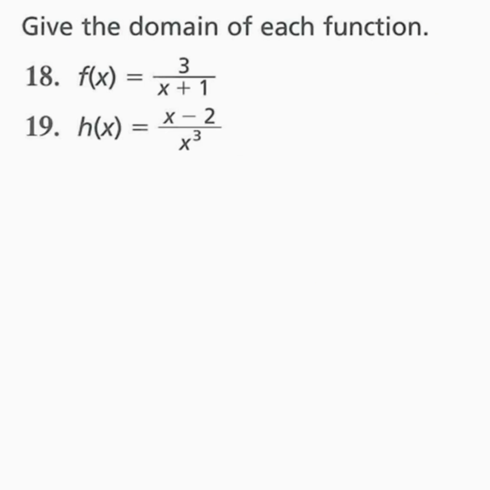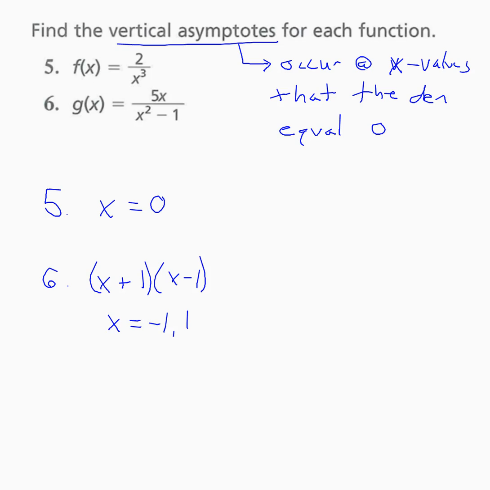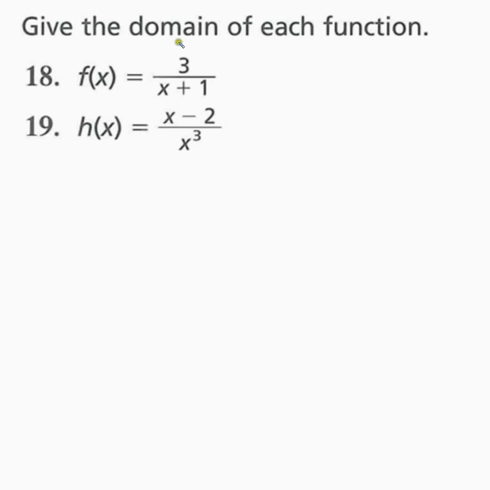Next one says to give the domain. Well, domain is basically the same question as this, but almost the exact opposite. Here you want to know where the vertical asymptotes are. Vertical asymptotes will not be part of the domain. So when we're asked to find the domain, we're just stating the values that make the denominator equal 0 and saying x can't equal that. So the way to write that, when we list domain for functions, it's assumed that it's all real numbers.